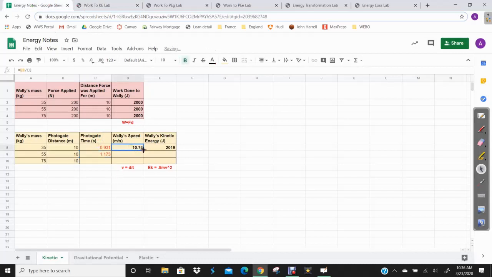Okay. So what I'm going to do here is go ahead and drag these calculations down. So you can see that his speed decreased when we increased his mass from 35 to 55. And you can see that the kinetic energy gained here is 1,999. So that was pretty accurate. So again, the work that's done to Wally each time is 2,000 joules. So the kinetic energy that he gains should also be around 2,000 joules, which is again based on how accurate I am with stopping the force that's applied to him exactly at 10 meters. Okay, so let's go ahead and do the last one here.